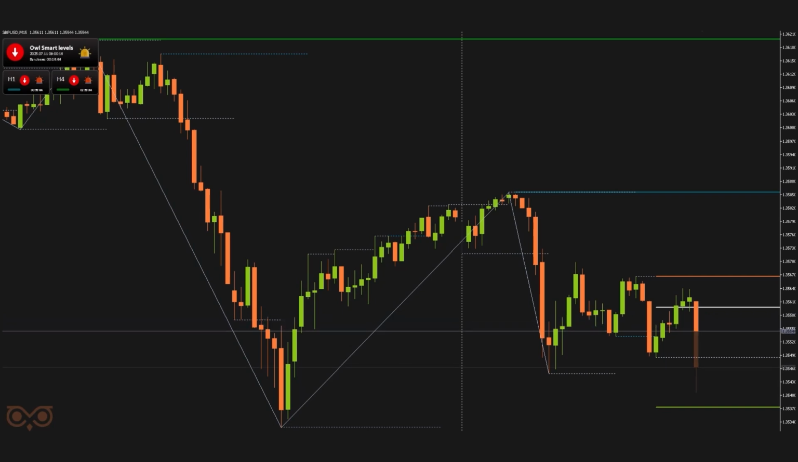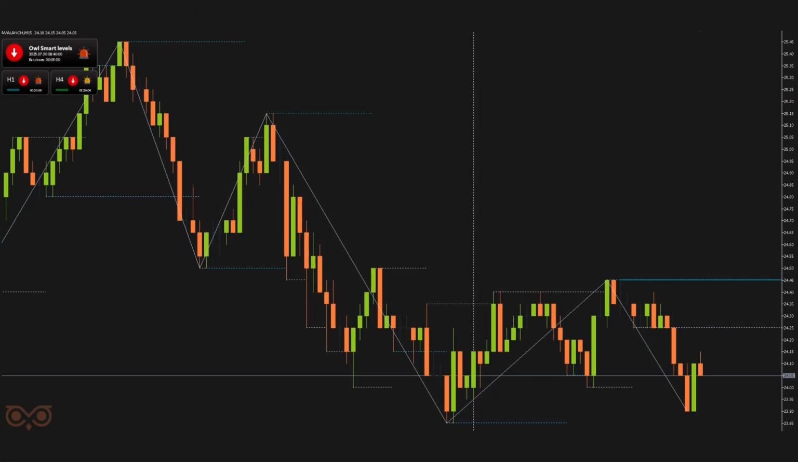This is a classic example of how OWL Smart Levels does not guess, but builds the structure of the trade from the context to the entry point. Everything is based on real market movements. And most importantly, you do not catch the price in the moment, but prepare in advance, as any systematic trader does. Now let's see how OWL Smart Levels works in the crypto market.